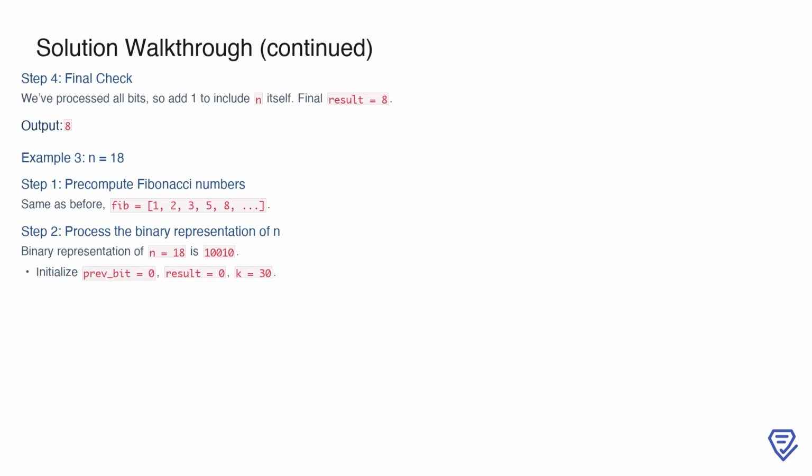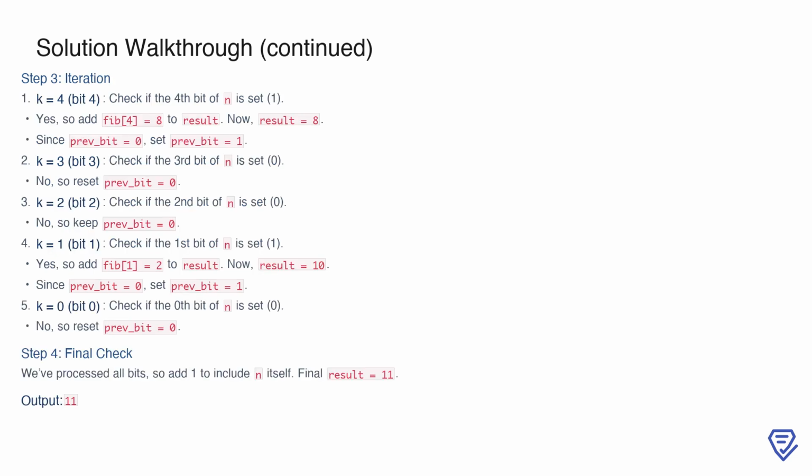Next, let's consider another example with n equals 18. Once again, we pre-compute the Fibonacci numbers, resulting in fib equals 1, 2, 3, 5, 8. The binary representation of n equals 18 is 10010. We initialize prev_bit to 0, result to 0, and k to 30, setting up to analyze each bit of n starting from the most significant.